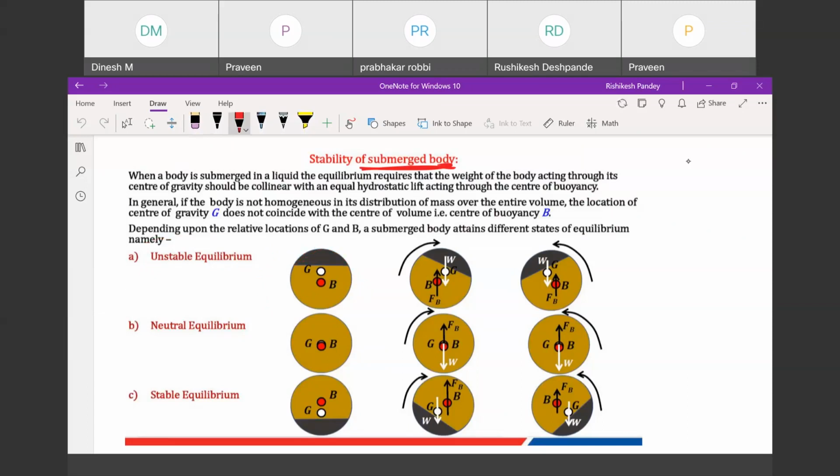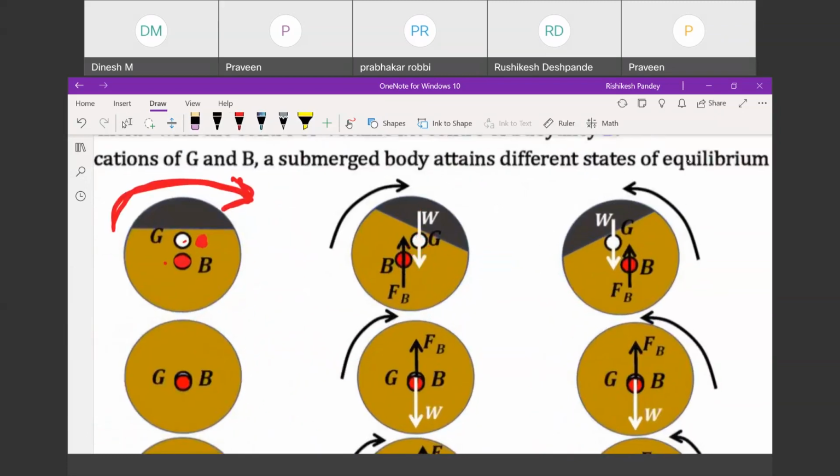Let's say we are giving some external moment to this body, so we are turning this body from outside. When we turn, what will happen? B will stay at the geometric center only, but G will shift something like this, somewhere here. Now at G, what happens? The weight of the body acts in the downward direction. And at the center of buoyancy, at B, what acts? The buoyancy force acts.